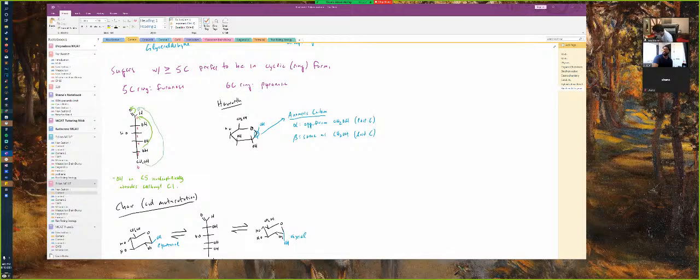Carbonyl at C1, to make a 6-ring. And then for this one, it's a 5-ring.